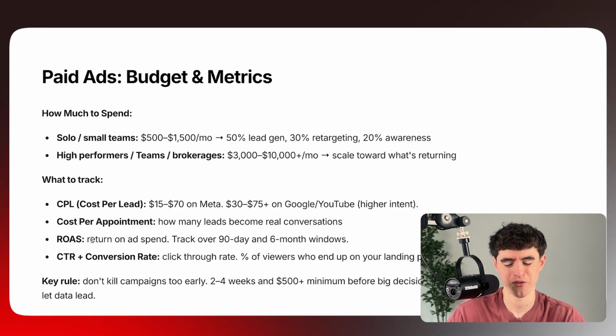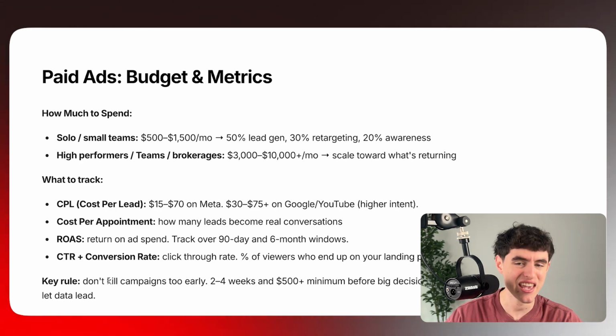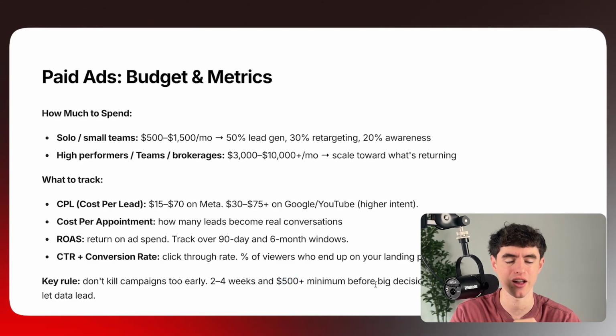And if you're getting like a 4 to 5x ROAS, although that looks good on paper, after you're paying contractors, employees, et cetera, it actually isn't really that good of a performer. So the key rule out of all this is you don't want to kill your campaigns too early. 2 to 4 weeks minimum for running ads, and you need to spend at least $500 before making any decisions. You want to test creatives, you want to swap audiences, and you want to let the data lead the way.